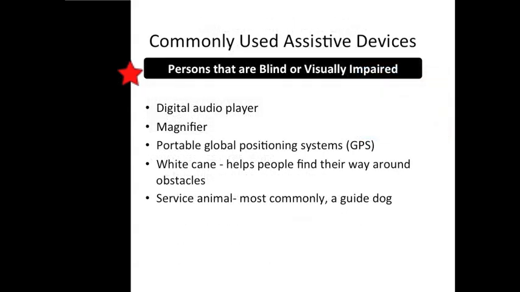Commonly used assistive devices. A person that is blind or visually impaired may use a digital audio player, a magnifier, a portable global positioning system known as GPS, a white cane which helps people find their way around obstacles, or a service animal, most commonly a guide dog.